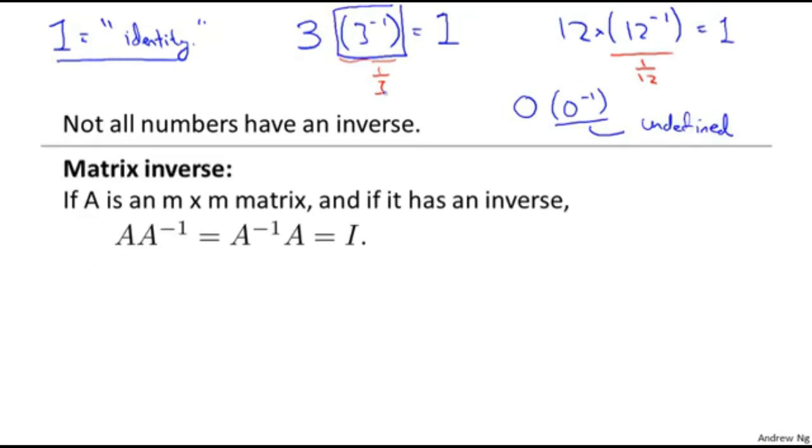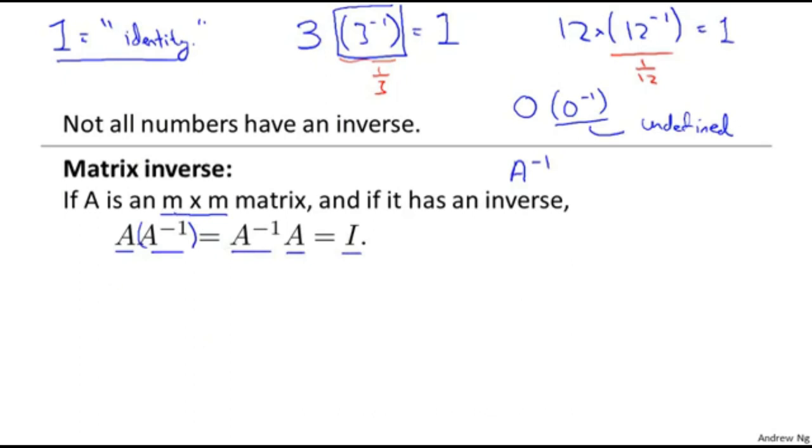Here's the idea. If A is an m by m matrix, and if it has an inverse, I'll say a little bit more about that later, then the inverse is going to be written A to the minus 1. A times its inverse, A to the minus 1, is going to equal A inverse times A, which gives us back the identity matrix. Okay?